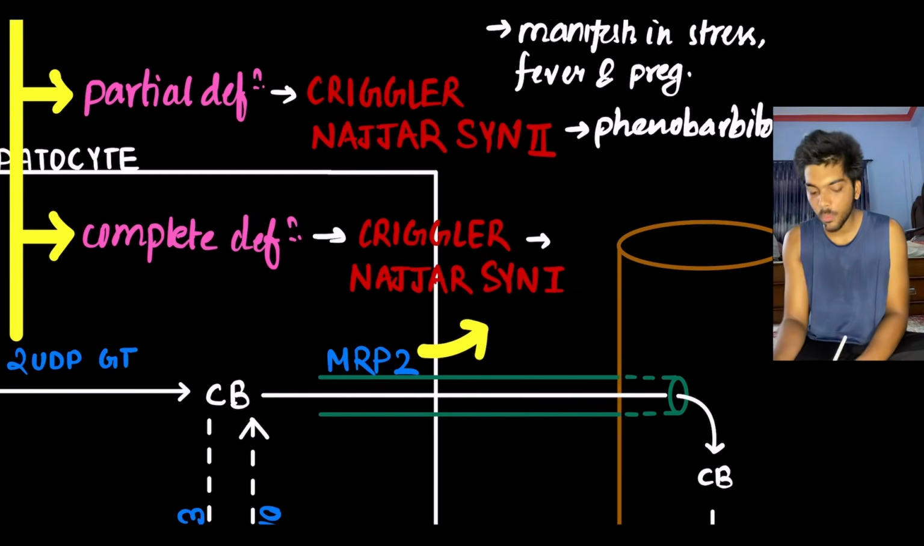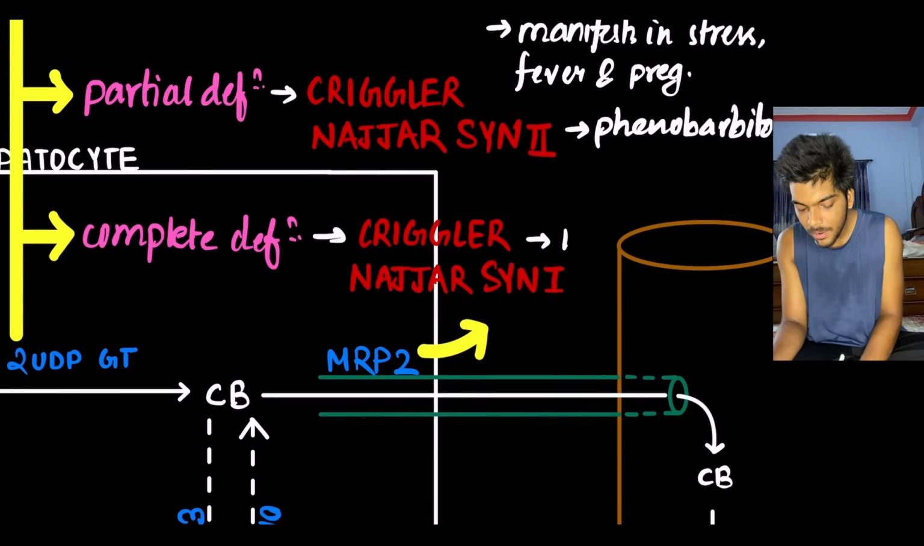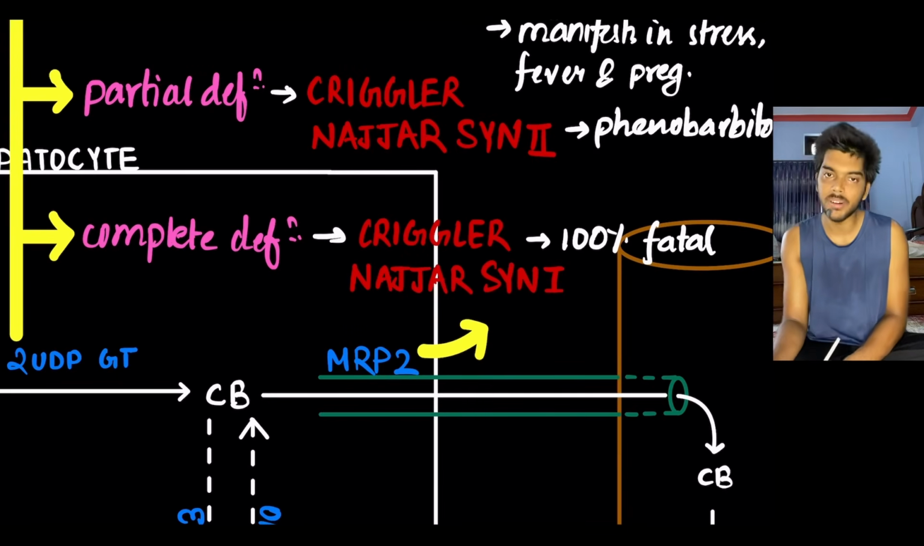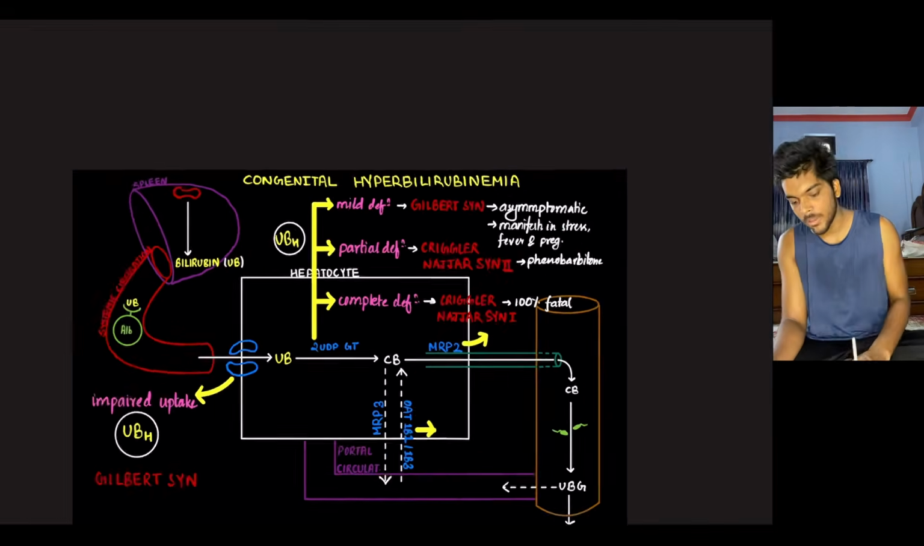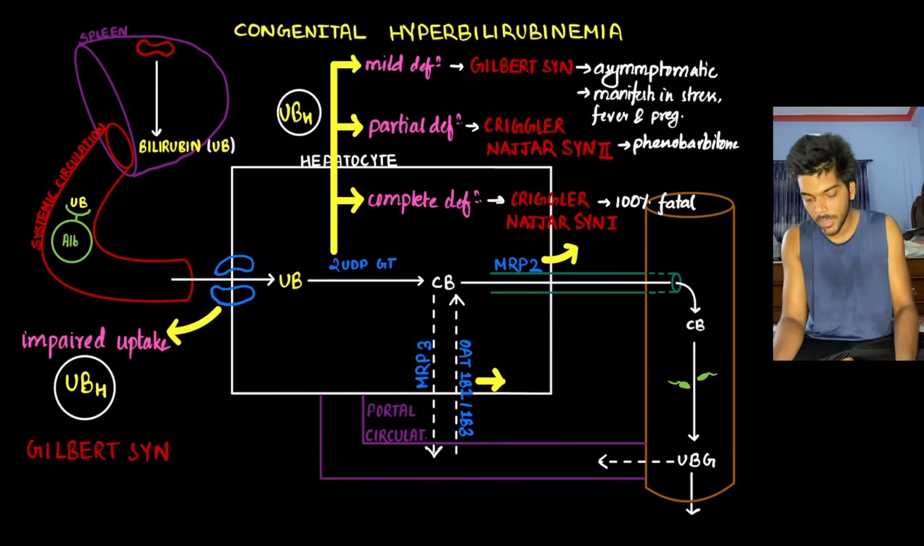Crigler-Najjar syndrome type 1, since there is complete deficiency of glucuronosyl transferase, absolutely no conjugation takes place, and there is overload of unconjugated bilirubin in blood. So this is 100% fatal. The baby does not survive. All right. So up to here, the congenital hyperbilirubinemias are unconjugated hyperbilirubinemia, or congenital unconjugated hyperbilirubinemia.